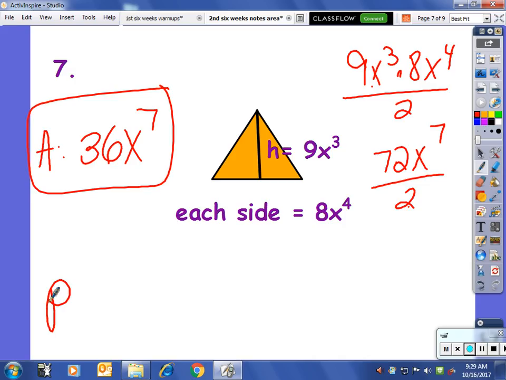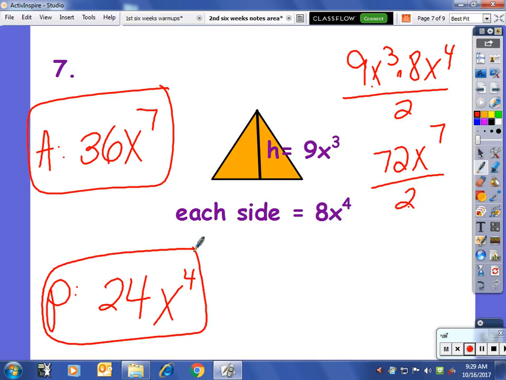Okay, now perimeter. All of these sides are the same. So you have 3 like terms. What's the perimeter of this thing? 24x to the 4th. You add up all the sides. On area, exponents change. On perimeter, exponents don't change because you're adding all the sides. I just did 8x to the 4th times 3, and 8 times 3 is 24x to the 4th, because all the sides were the same here.